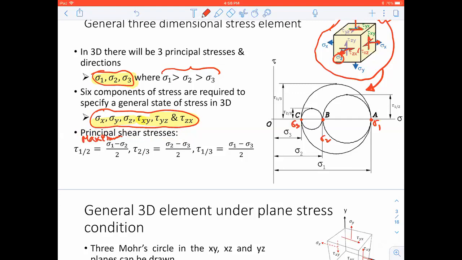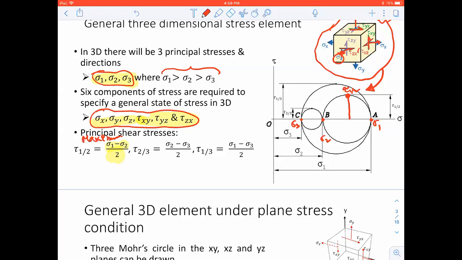Okay, so for the AB circle, this is your maximum shear stress. That's what I'm calling it. It is nothing but the radius of the AB circle. What is the radius of the AB circle? Sigma 1 minus sigma 2 divided by 2, and that is my tau 1/2.